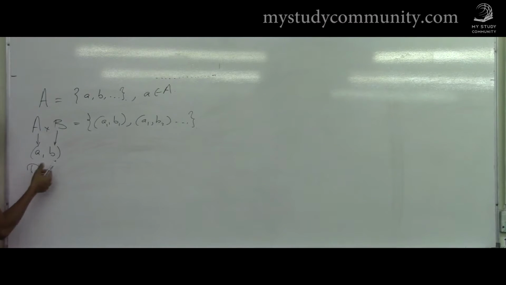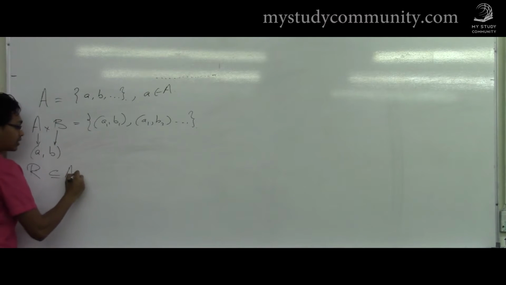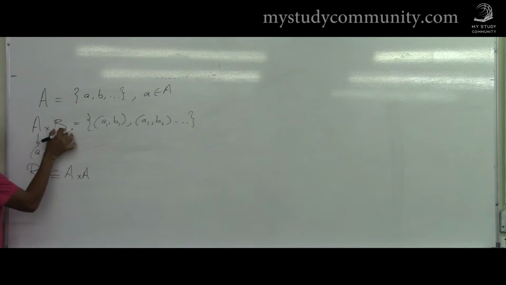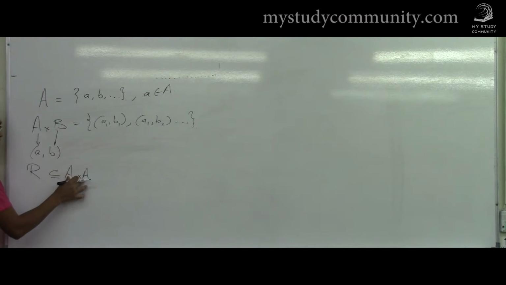So a relation R would be a subset, this is the definition. A relation R on a set A is a subset of A cross A. In other words, if my B is A, then I'd say it is on A. Everybody's okay? Nice. So a relation on A is a subset of A cross A. Everybody's okay?